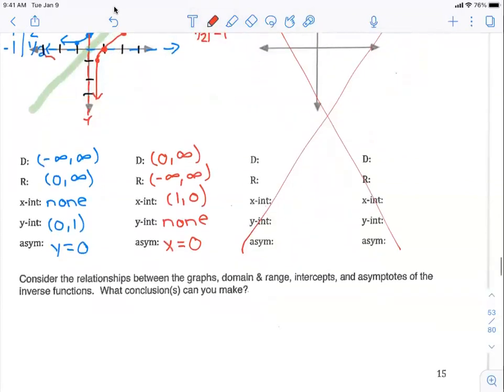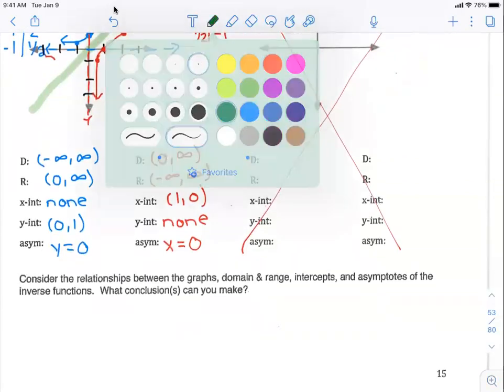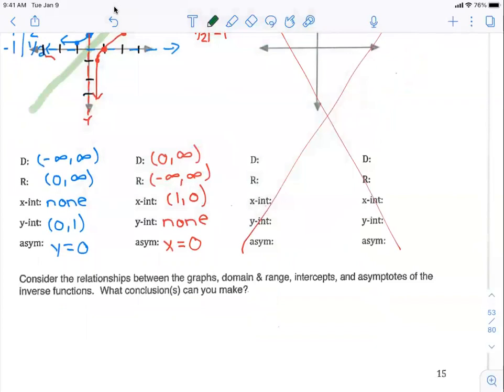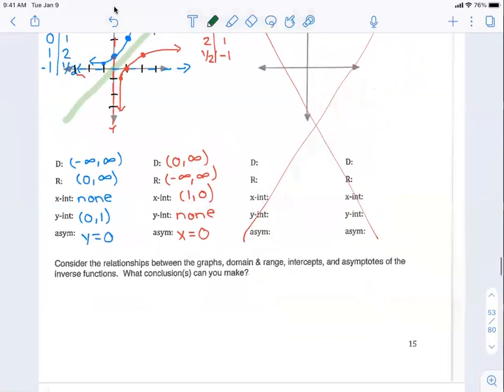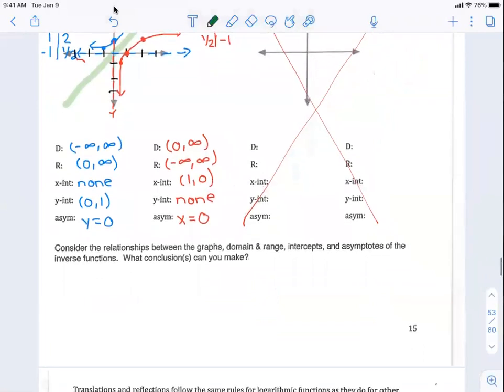So what is the relationship that you see between them? That's what the next question's asking: between the graphs, domain and range, intercepts, and asymptotes of the inverse functions, what conclusions can you make? Well, first, if you look at their domain and range, they flip. So the domain and ranges flip.